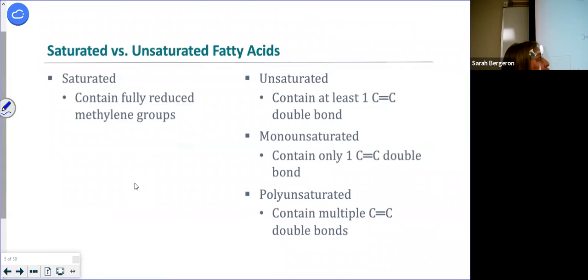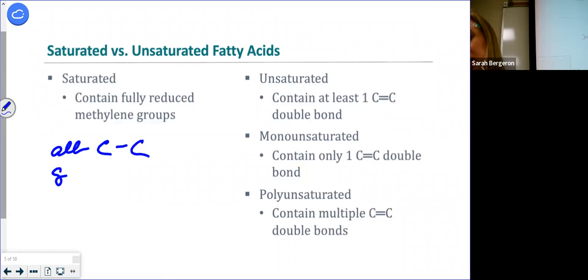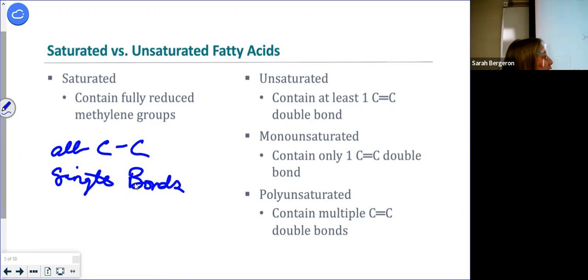Okay, so there are multiple ways to classify fats, lipids. One of them is to classify if they are saturated or if they are unsaturated. So if you have something that is saturated, what kind of carbon-carbon bonds are you going to have? All single bonds. So this is going to be all carbon-carbon single bonds. So what are they saturated with?